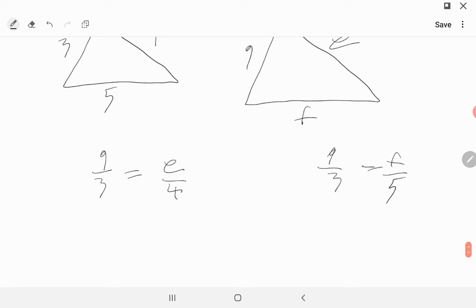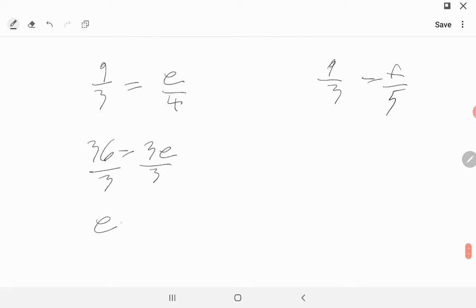If we cross multiply, we're going to get 36 equals 3E, divided by 3. We get E equals 12. And if we cross multiply over here, we're going to get 45 equals 3F, divided by 3. We're going to get F equals 15. So solving these proportions is usually just a question of cross multiply and solve.